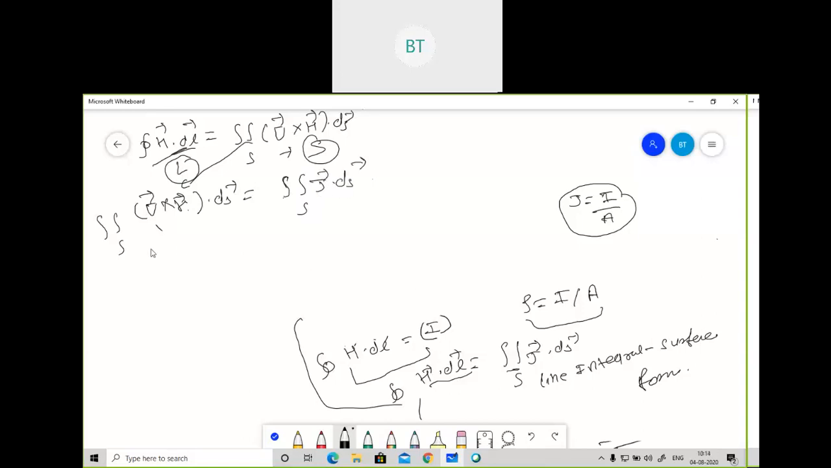I'll substitute. So after comparing, what will I get here? Del into H is equal to J. So hence proof. The first part is true.